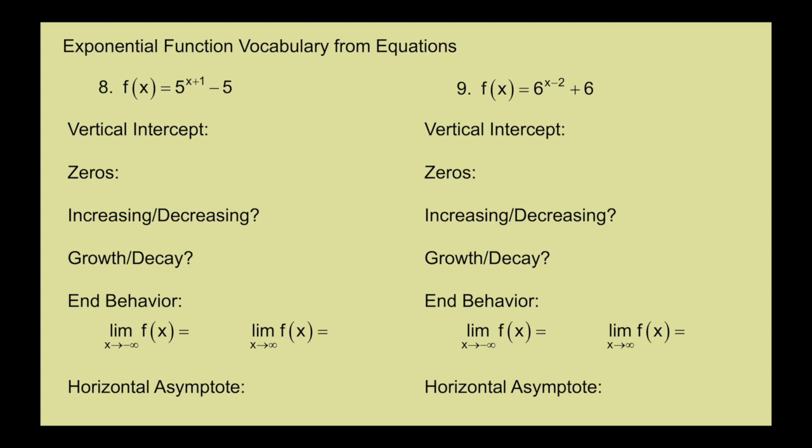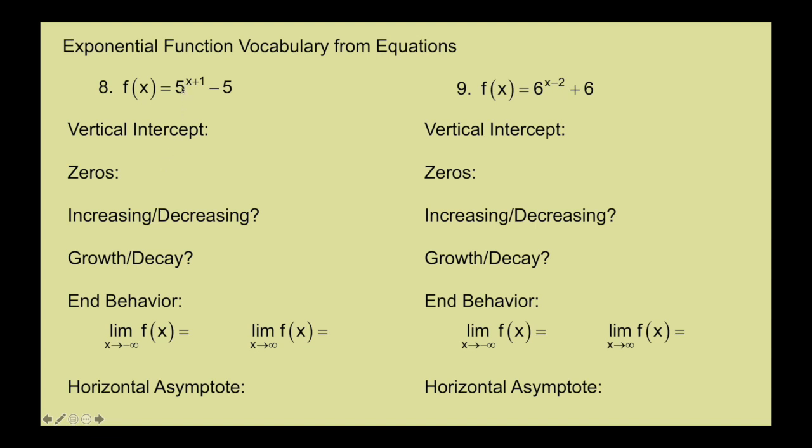So first of all, for the vertical intercept, what we'll do is plug in a 0 for x. That's going to give me 5 to the first, which is still 5, and 5 minus 5 is going to be 0. So that is going to be my vertical intercept. From there, when I'm looking at my zeros, well, I just got that a point passes through 0, and that's going to be at (0, 0). So my zero in this case is going to be at 0.